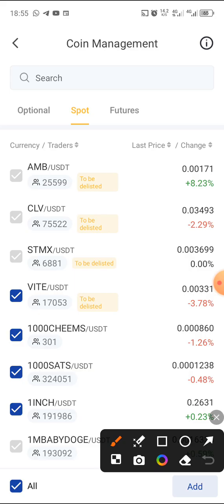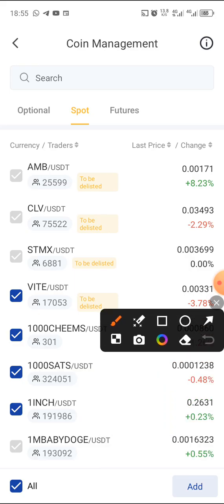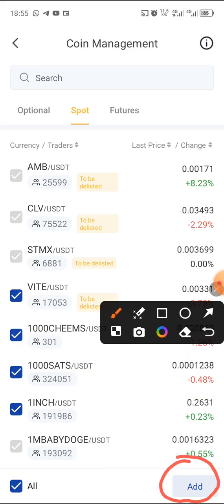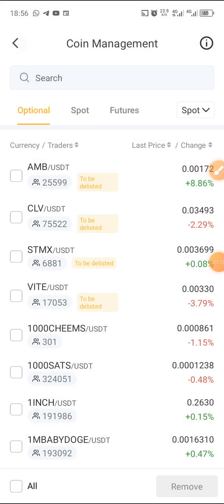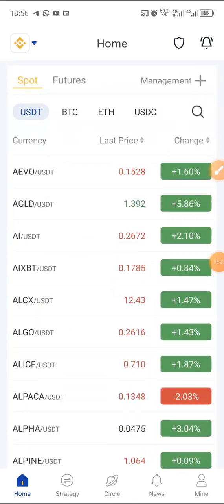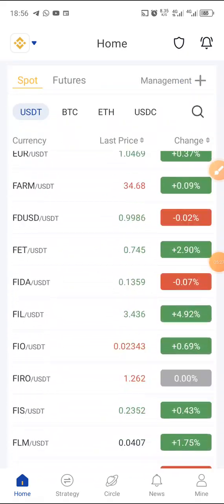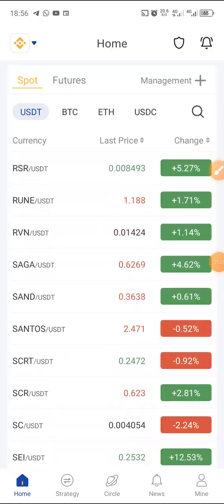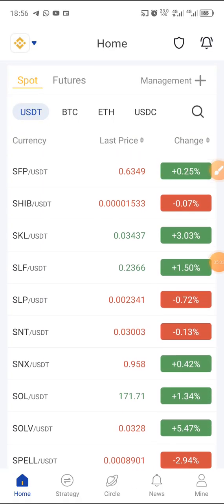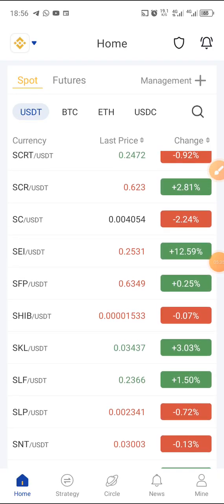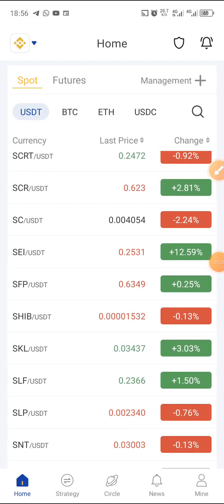So after that, you will come and click on add. Okay, come and click on add. That's simple. All our coins have been added on our RoyalQ and they are ready to be traded. So we are moving to setting the strategy.